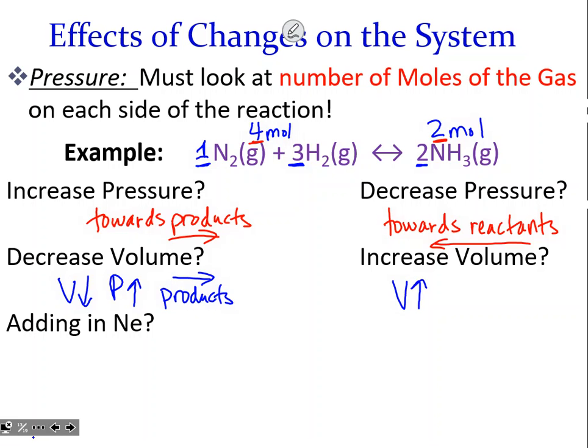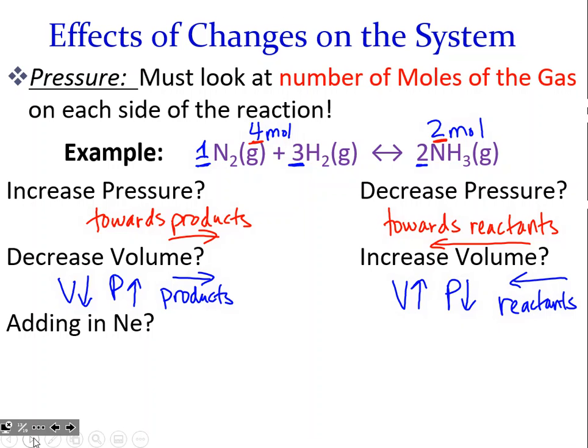And increasing volume, what does that do to our pressure? It's going to decrease because of Boyle's law, where the volume increases, pressure decreases. So in this case, it should go towards the side with the most number of moles of gas, which would be towards the reactants.